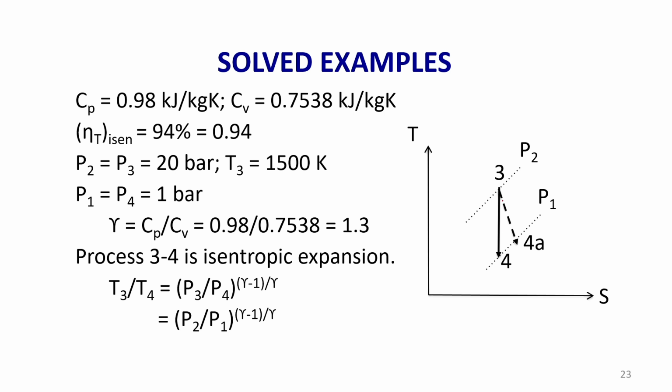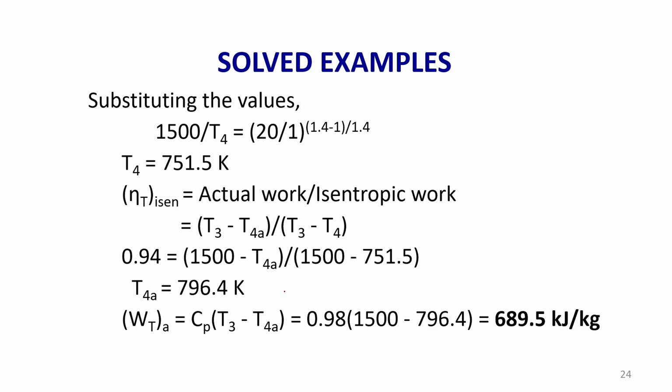This is the ideal process, and this is the actual. So 3 to 4 is isentropic expansion, 3 to 4A is actual expansion. The pressure is given, P2 equal to P3 is 20 bar, and P1 is this one. First we have to find the value of gamma. Gamma is the ratio of Cp and Cv. So you will get 1.2. Consider the process 3 to 4, first isentropic, T3 by T4 equal to this. Using this relation you can find the temperature T4.